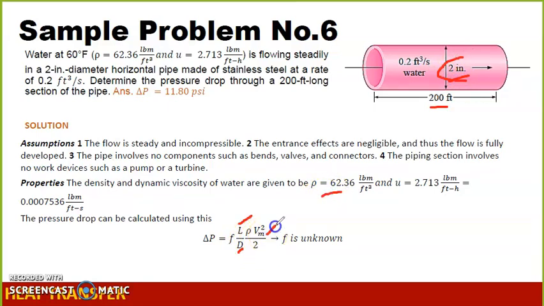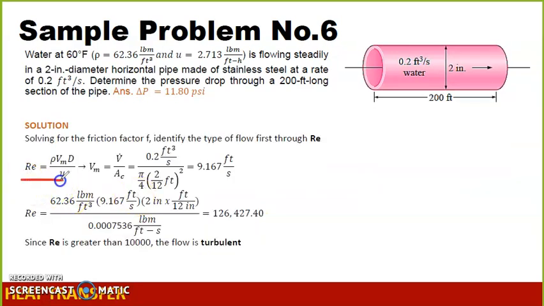The velocity: we don't have the velocity, but we have the volume flow rate. Of course, we already know that volume flow rate is equal to cross-sectional area times the velocity, so we can always solve for the velocity using this equation. We also don't have the friction factor. To determine the friction factor, you need to determine what type of flow this is. Is this laminar or turbulent? To determine that, solve first for the Reynolds number. Reynolds number is given as this equation.